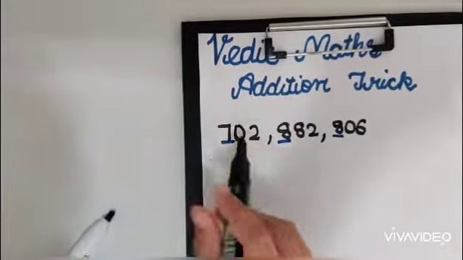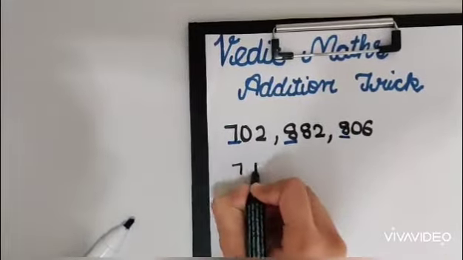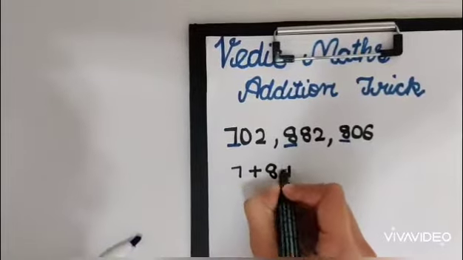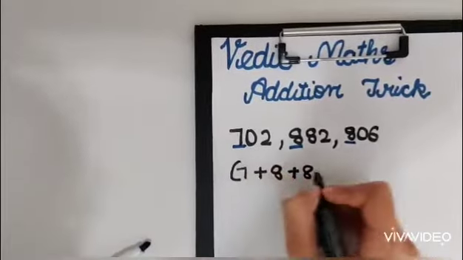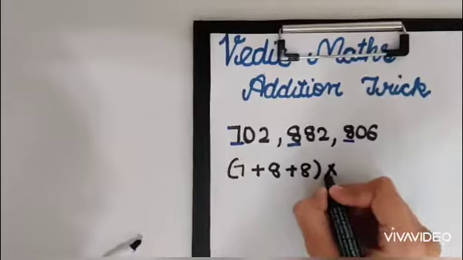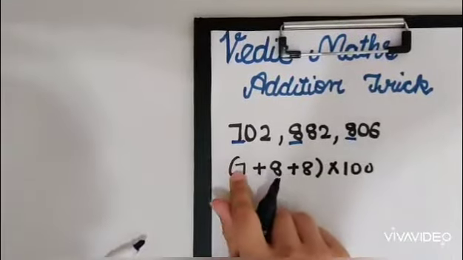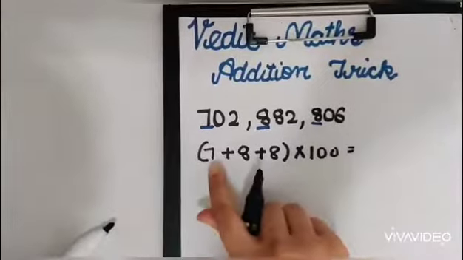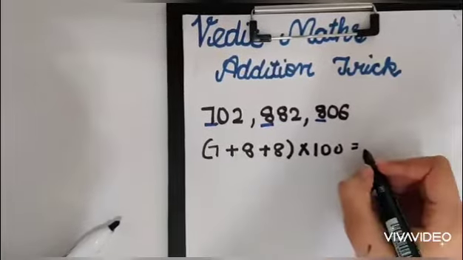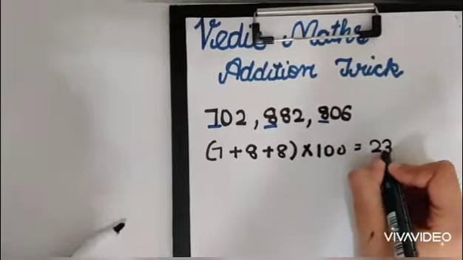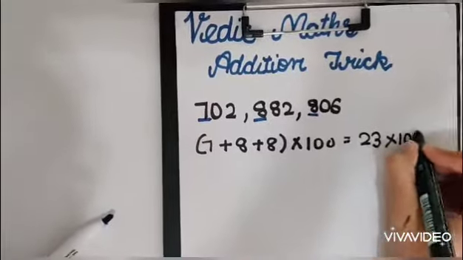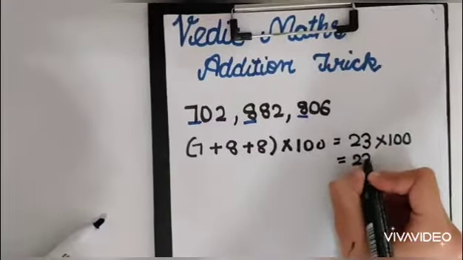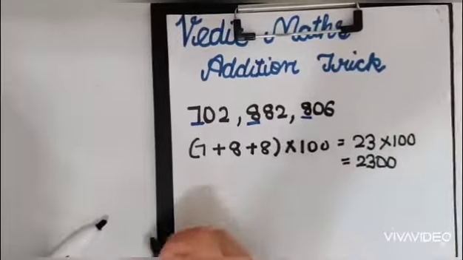So now we need to add 7 plus 8 plus 8. We'll just put them in brackets, multiplied by 100, since all of these are the hundreds place. What we get is 7 plus 8 plus 8 is 23, into 100 gives us 2300, 2300.